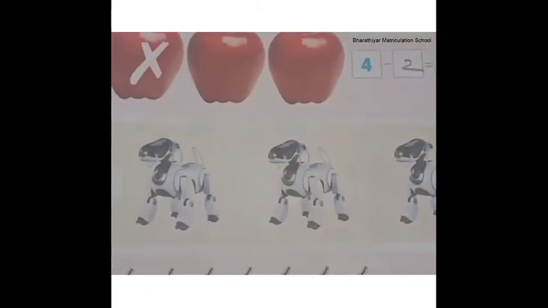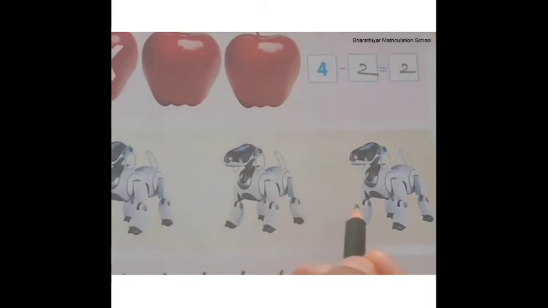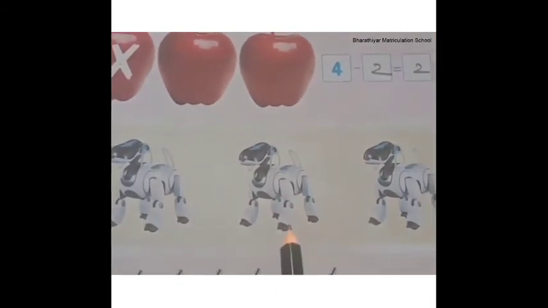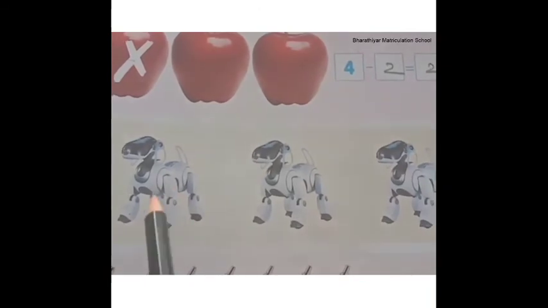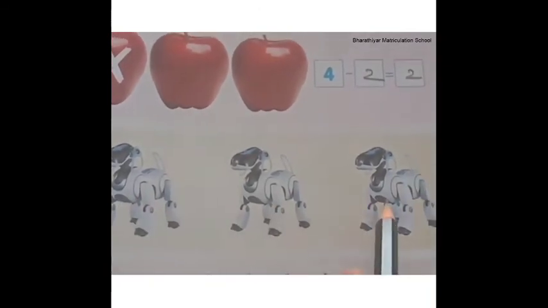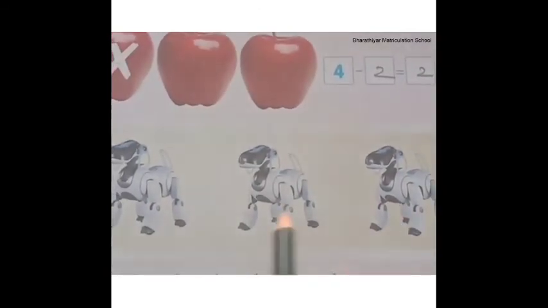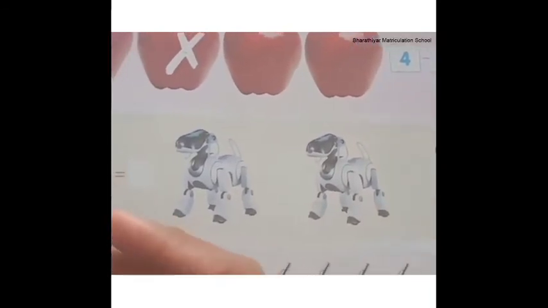Children, look at the next picture. What are these? These are toys. How many toys are there? Let us count. 1, 2, 3. There are 3 toys. So write here 3.